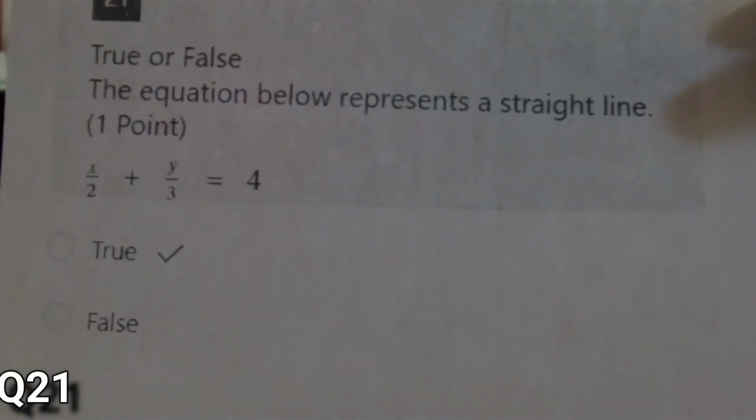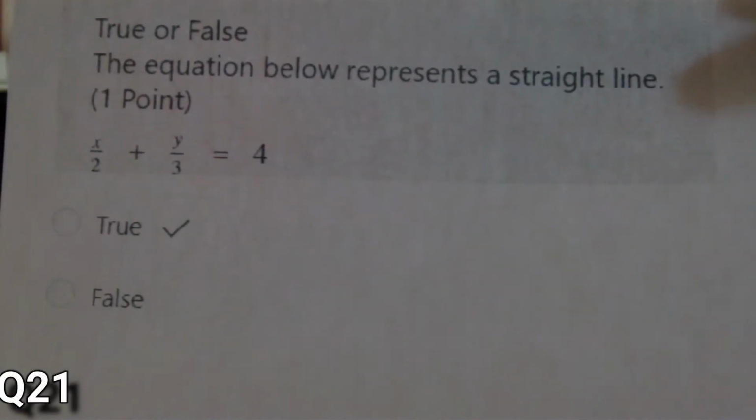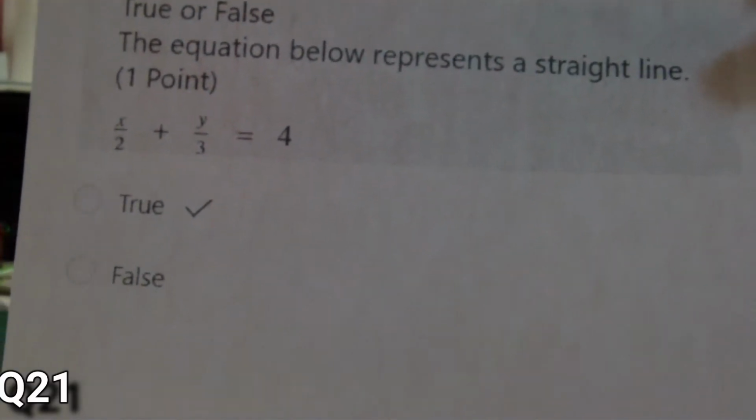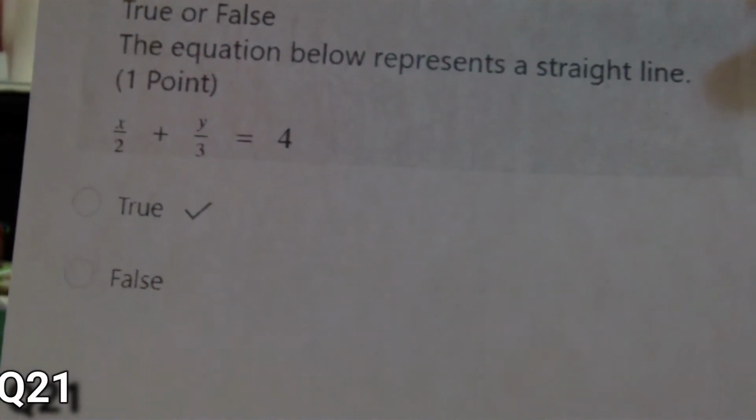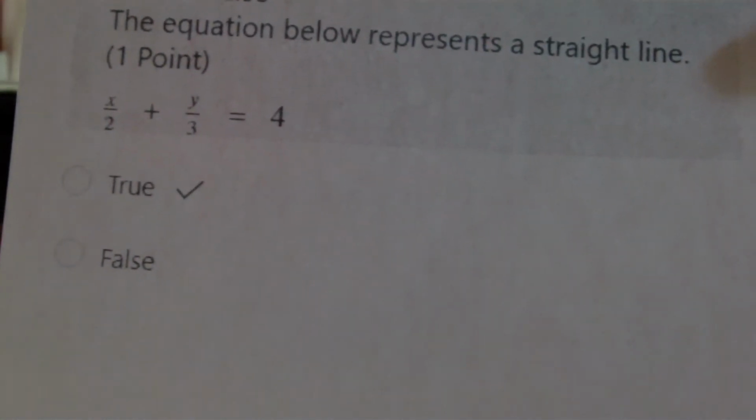This one over here, number 21, true or false, it represents a straight line. Again, it's got an x at the top and a y at the top. No x squareds, no y squareds, no root of x's, no x's or y's in the denominator. So yeah, that's a perfect straight line.